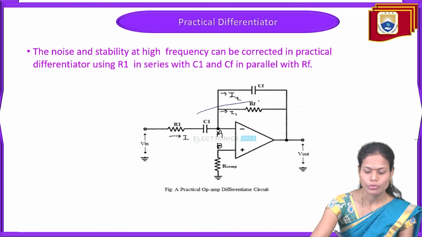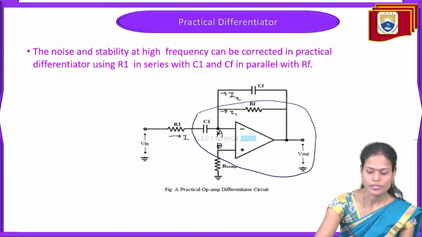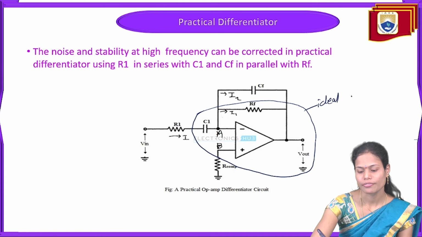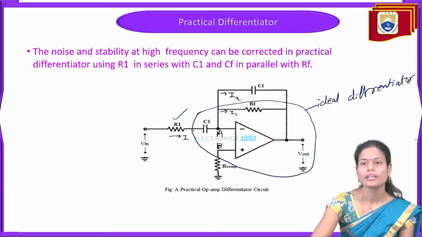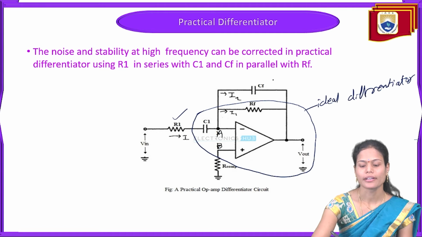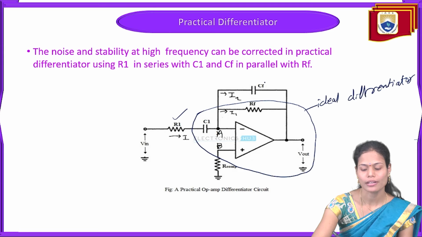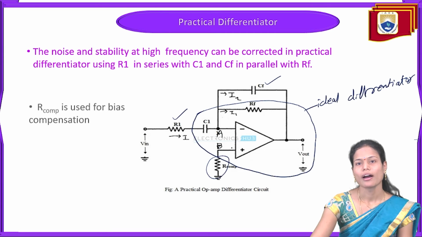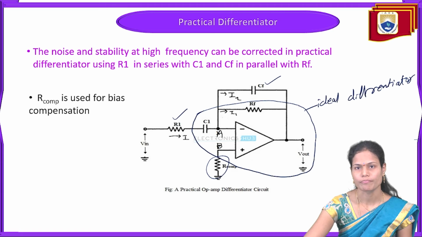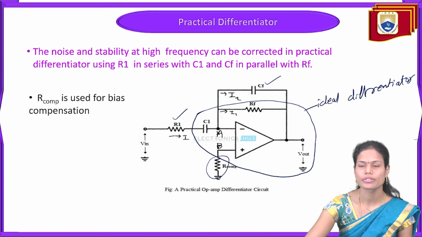See, this circuit is the ideal differentiator circuit. So for this ideal differentiator circuit, we are adding the extra element R1 in series with the C1 capacitance and CF in parallel with the RF resistance. And along with that, we are also adding the R compensation. This R compensation is used for the bias compensation here. So that is used to nullify any stabilization effects in the practical differentiator circuit.